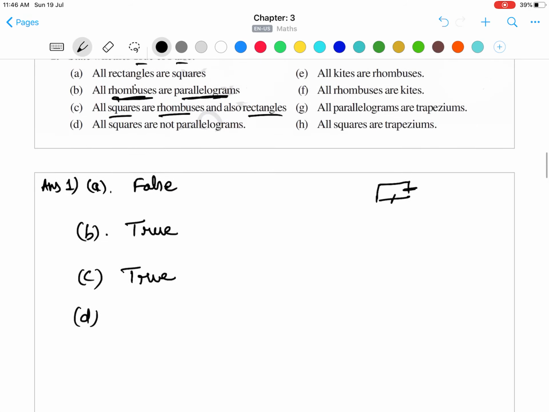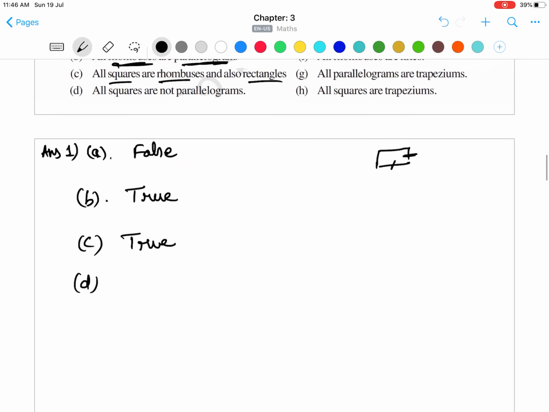Then we have part D. It says all squares are not parallelograms. This is false, because a square is a special type of parallelogram, so every square is already a parallelogram. It is false because of the word not. If it said all squares are parallelograms, then it would be true, but it said all squares are not parallelograms, so it is false.